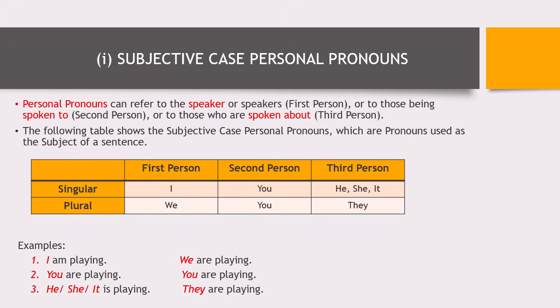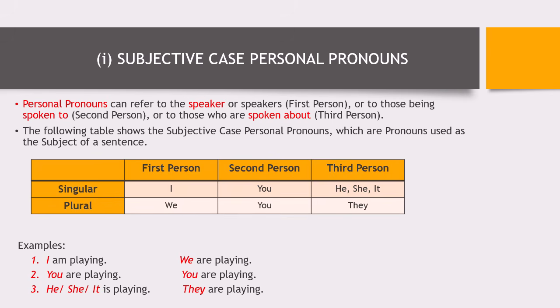Subjective case personal pronouns. Personal pronouns can refer to the speaker, or speakers, first person, or to those being spoken to, second person, or to those who are spoken about, third person. The table shows the subjective case personal pronouns, which are pronouns used as the subject of a sentence.